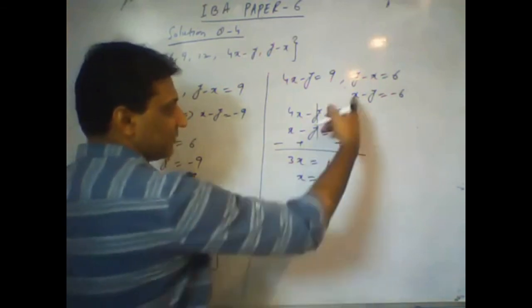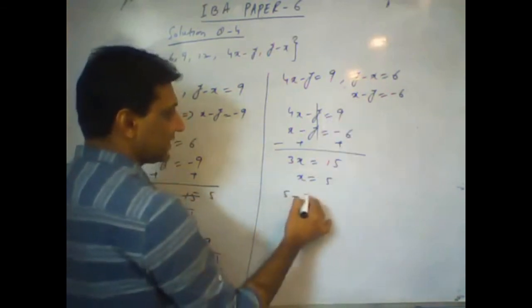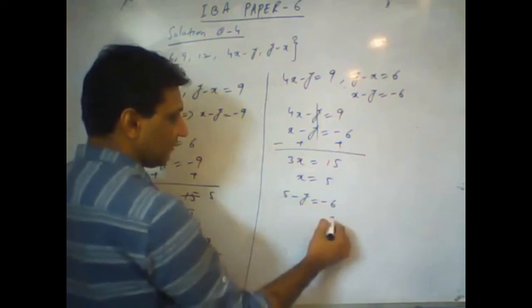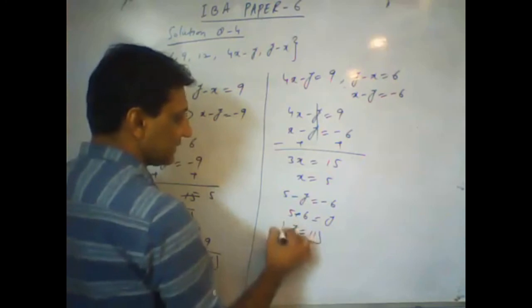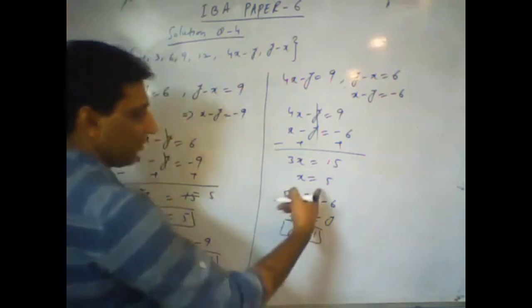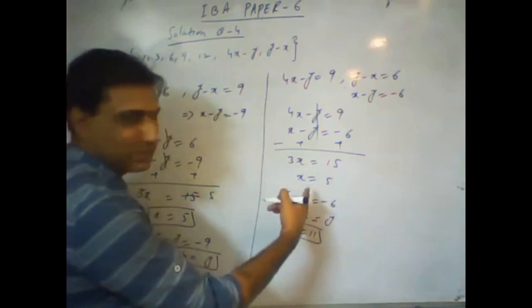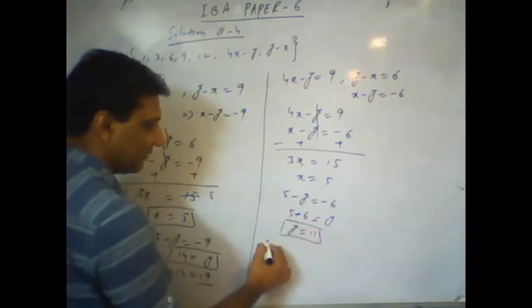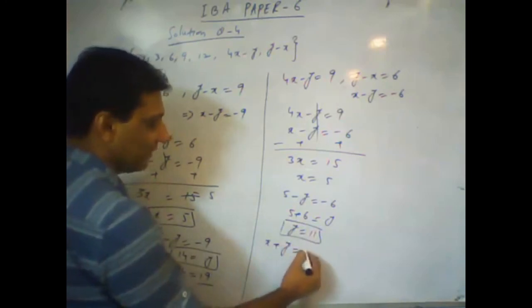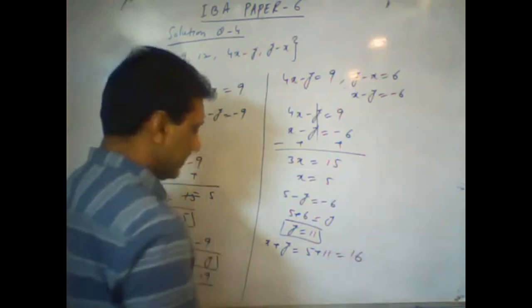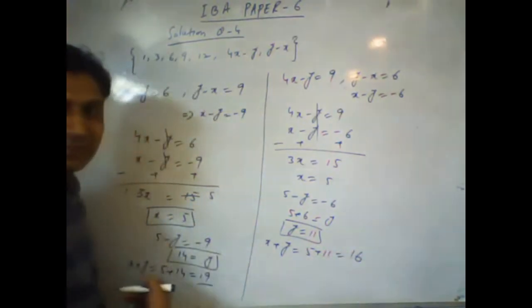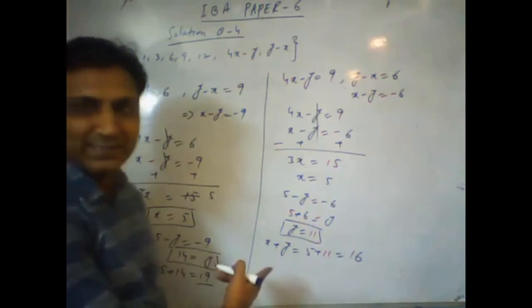We put this 5 here. This will be 5 minus y is equal to minus 6. Y is equal to 5 plus 6, so y is 11 in this case. So now the values have changed: x is 5 and y is 11. So we have another possible value of x plus y, that is 5 plus 11, that is 16. So we have two values of x plus y. One is 19 and the other is 16.